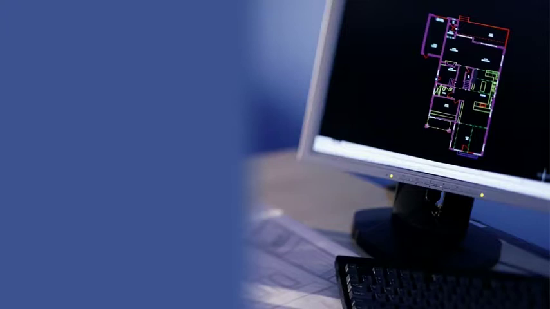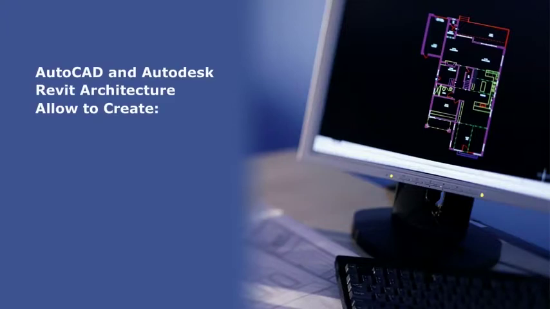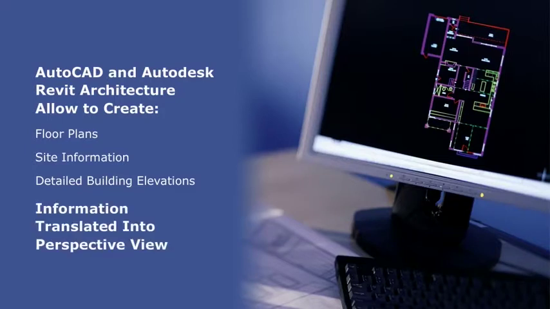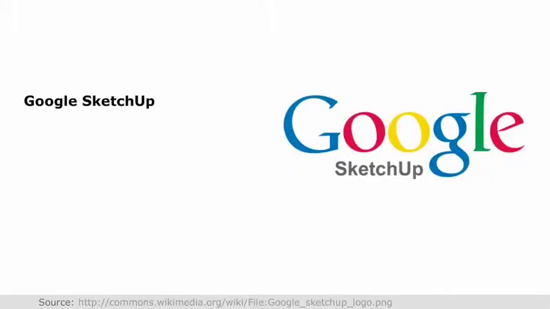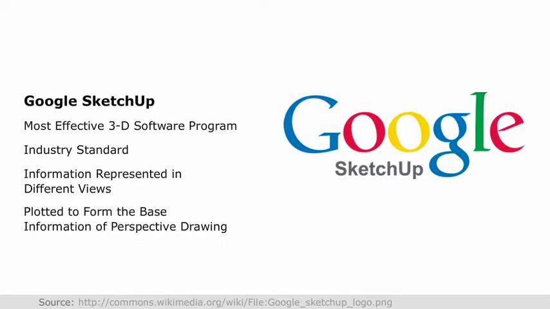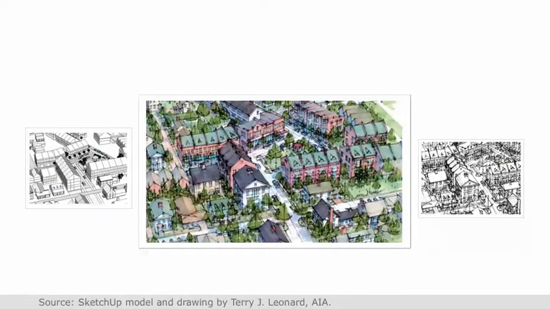Computer-aided drafting, CAD programs such as AutoCAD and Autodesk Revit Architecture allow you to create floor plans, site information, and detailed building elevations. That information can then be translated into a perspective view by converting the same data into a 3D view. Google SketchUp is one of the most effective 3D software programs developed and has become an industry standard for creating both quickly generated 3D conceptual and very detailed models. In SketchUp, information about a building can be represented in different views and plotted to form the base information of a perspective drawing. Let's take a look at different perspectives from a project for a village marketplace.